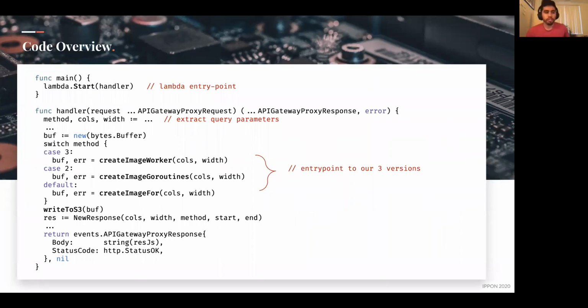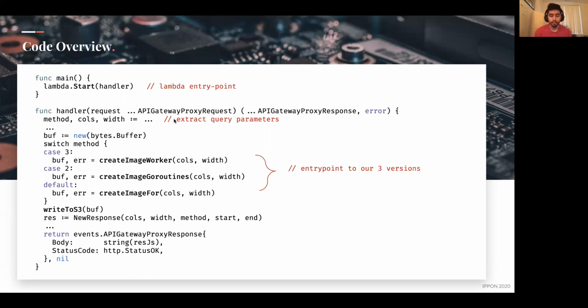Okay, if you're familiar with Go Lambdas, you know you need a handler, right? The main thing we're doing here is specifying our handler for this Lambda. This is basically our entry point. I'm using the API Gateway for the requests and the proxies.